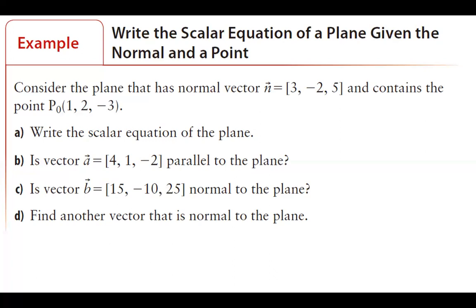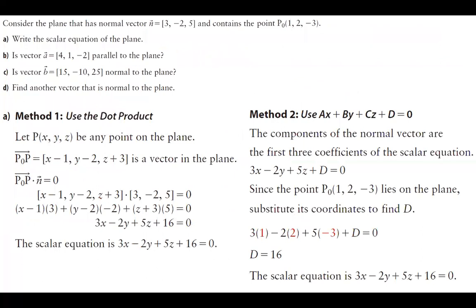All right, let's have a look at the solutions together. Okay, question A. Actually, there are two methods to complete that question. In method 1, we can use the dot product, right? So we can let P, x, y, z be any point on the plane. Then vector P naught P equals x minus 1, y minus 2, z plus 3 is a vector in this plane.